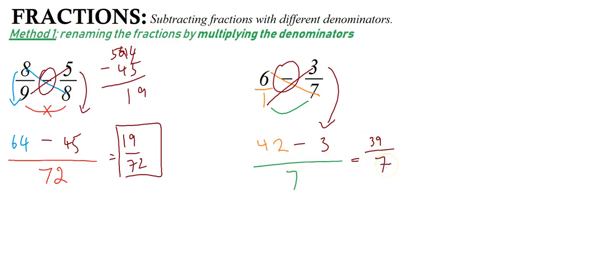Now you can see this is an improper fraction, so let's convert this to a mixed number. How many times does 7 go into 39? Well, it goes 5 times. How many left over? 4. And it's 4 over 7 because that is the denominator that we are working with. So the final answer is 5 and 4/7.